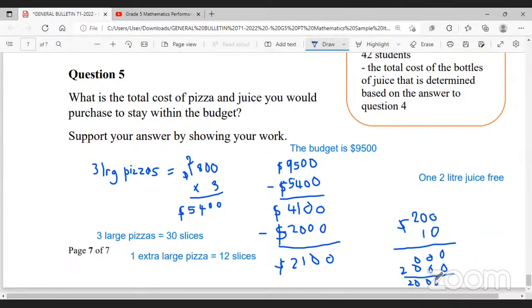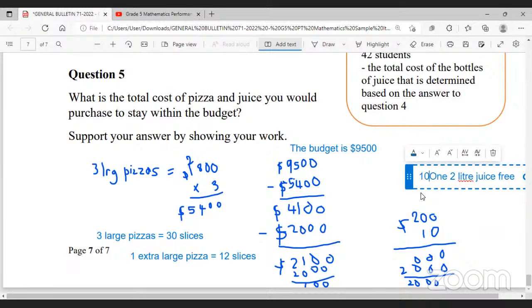I'm literally just $100 in my budget. So I'll take away this $2,000 I just spent on the juice from my total budget, and I have a measly $100 left. That's all I have left. But I'm still in budget, right? So I got my 42 slices by 3 large pizzas and 1 extra large pizza. And then I got 1 juice free, and then I bought 10 juices.